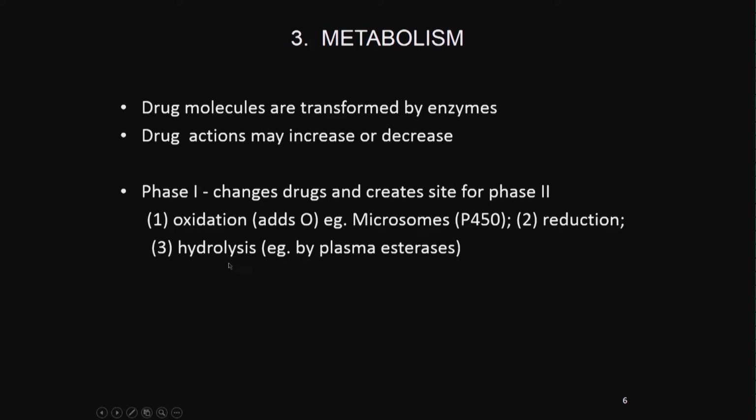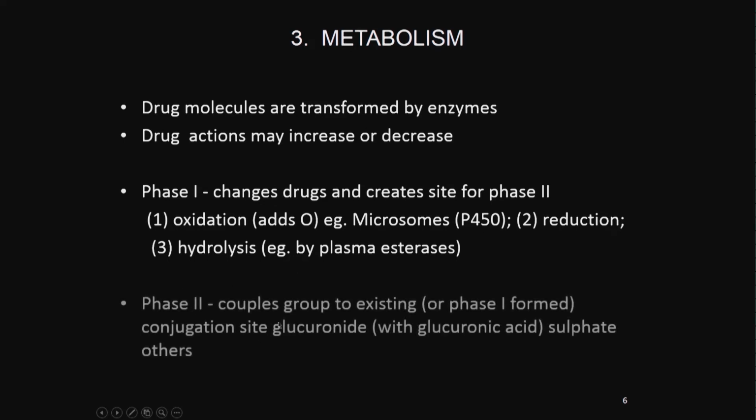In phase 2 what we have is it couples groups to the existing sites from phase 1. So conjugation with glucuronic acid to form glucuronide, or sulfate and so on, this is phase 2. So the compound becomes hydrophilic, so it gets excreted in the urine. In fact, metabolism is supposed to be good so that the body is cleaned of toxins, but a drug also is viewed as a toxin and gets metabolized.